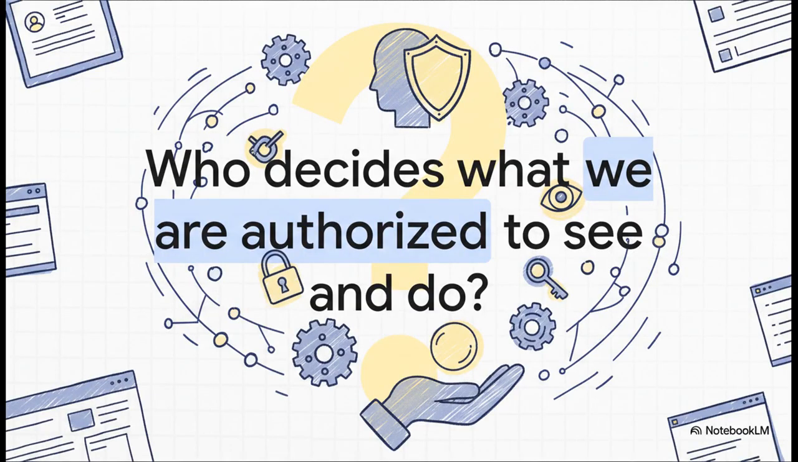And that really leaves us with a bigger, more philosophical question to chew on, because this isn't just about computers and code anymore, is it? It's about control, it's about privacy, and it's about access to information in our society. As our lives get more and more connected, the question of who gets to set these rules, who decides what each of us is authorized to see and do, well, that's becoming one of the most important questions of our time.